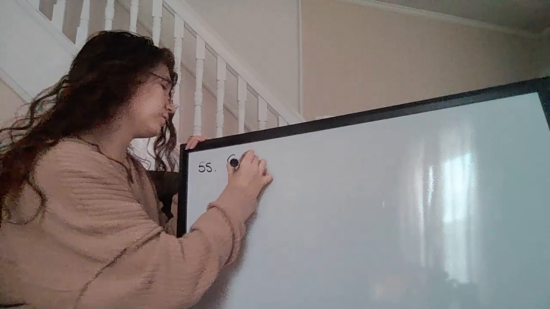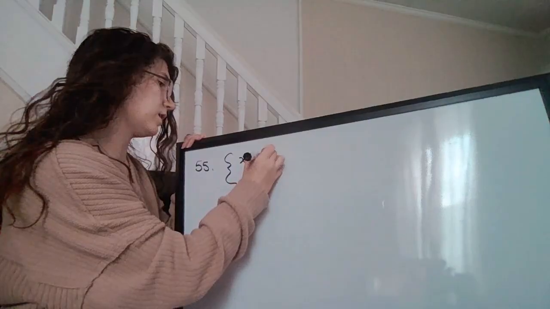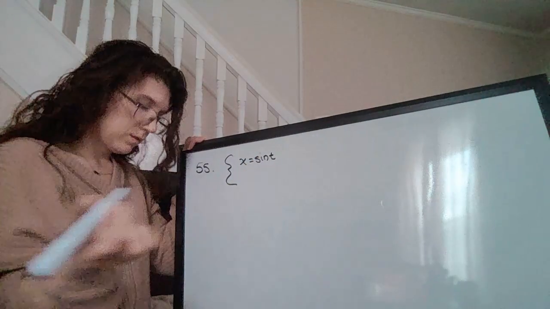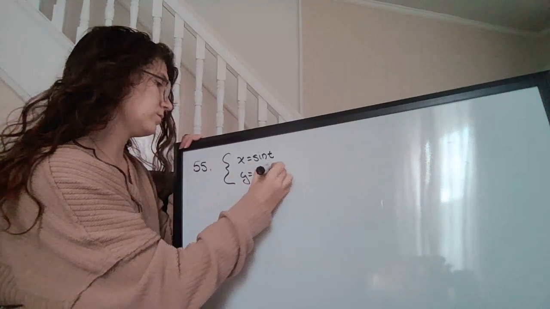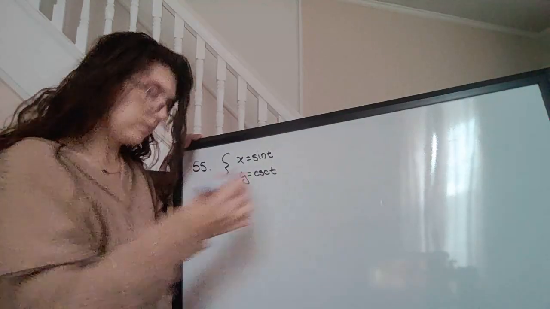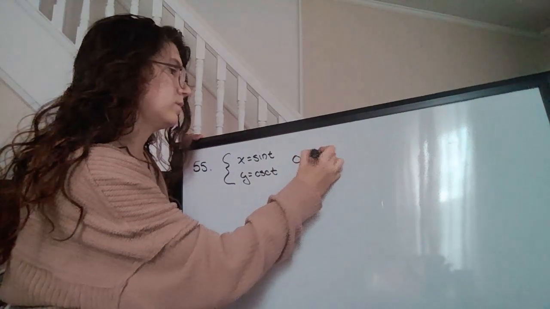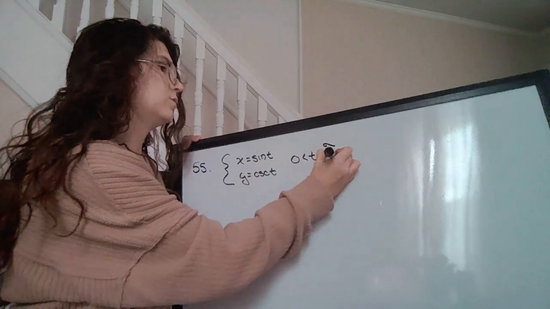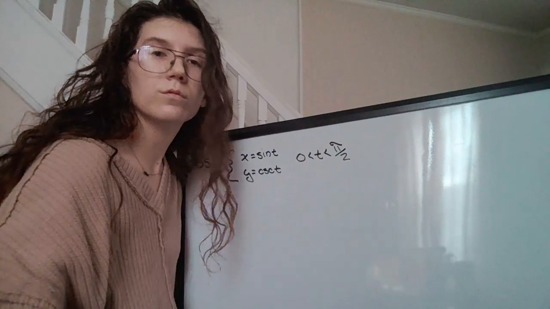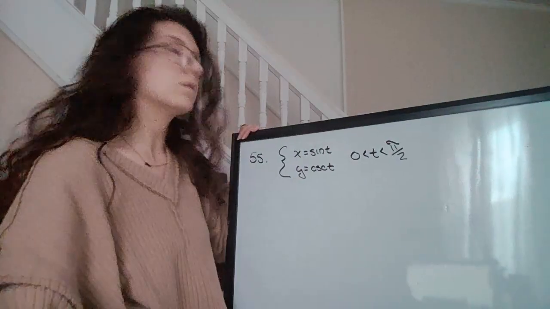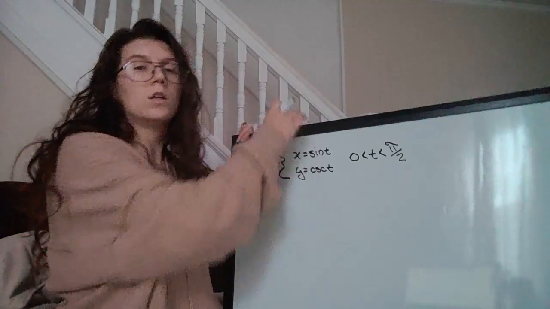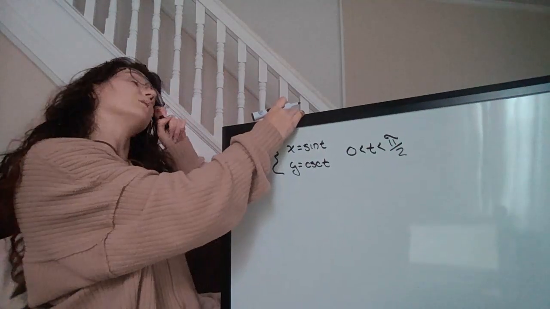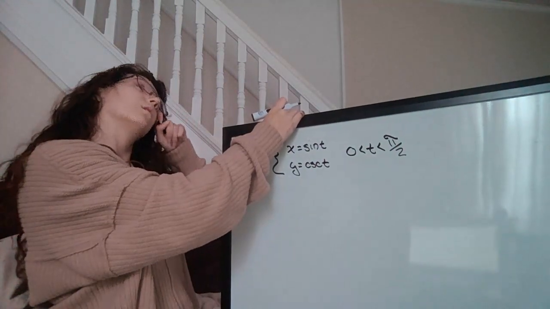So we have x equals sine of t, and y equals cosecant of t, from 0 to pi over 2. Let me look this up. This is number 55. Find the Cartesian equation for the curve. Cartesian basically just means standard.